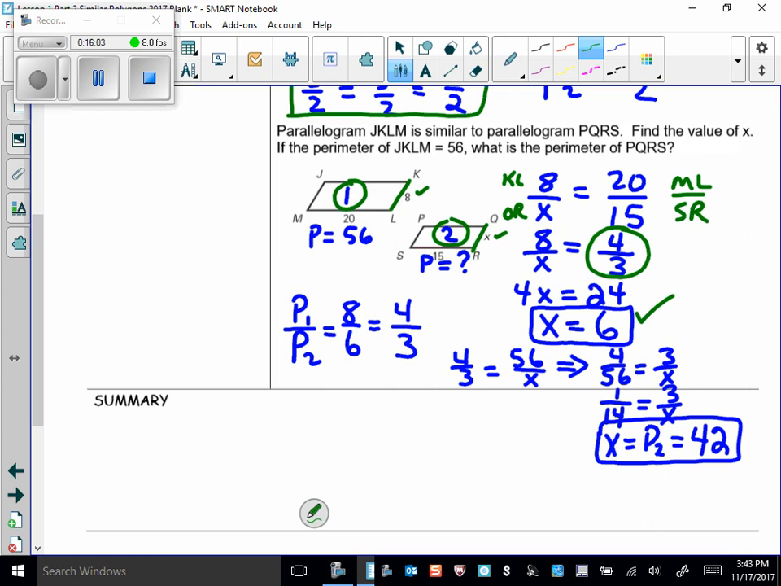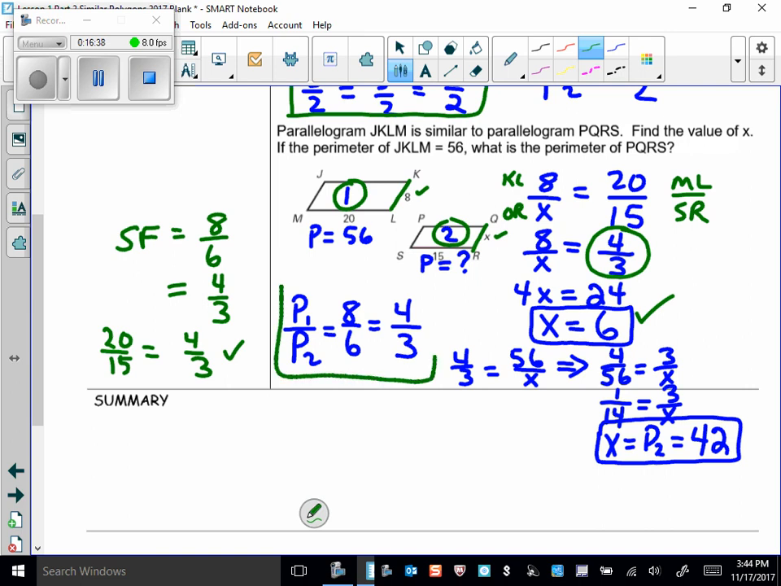All right. So once I know that x equals 6, then I can figure out what the scale factor is. Actually, before I solved for x, I could have done 20 over 15, but I'm going to do 8 over x, which is 6, and if I divide 2 into both of those, I get 4/3. 20/15 would also be 4/3. So there's my scale factor, which I also know is the ratio of the perimeters.